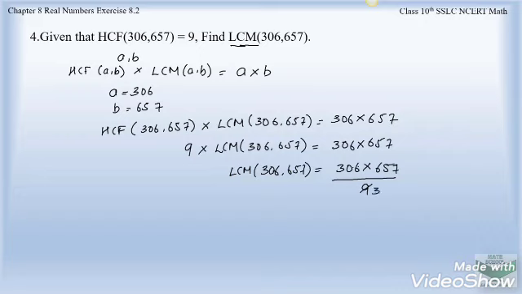3 3s are 9, 3 1s are 3, 0, 3 2s are 6. Again 3 1s are 3, 3 2s are 6, 3 1s are 3. So this 2 is a carry, so the number is 27, and 3 9s are 27. So let us multiply 102 and 219 and let us find the answer.